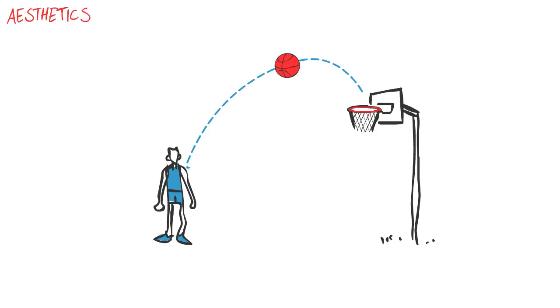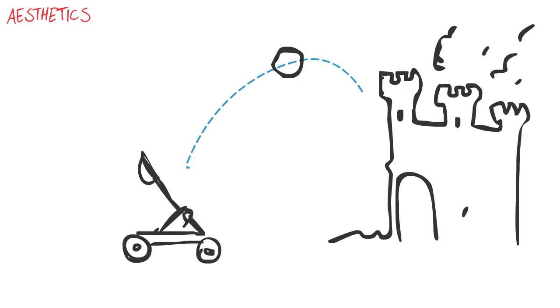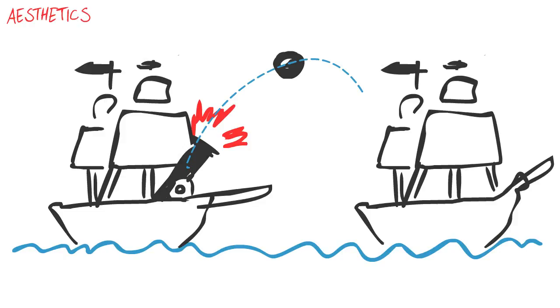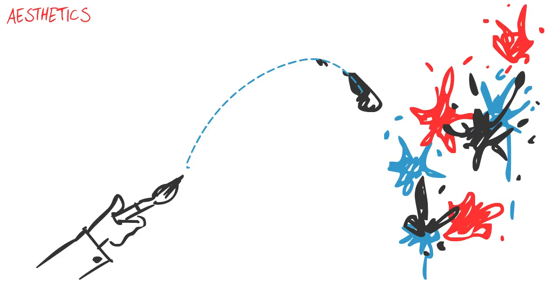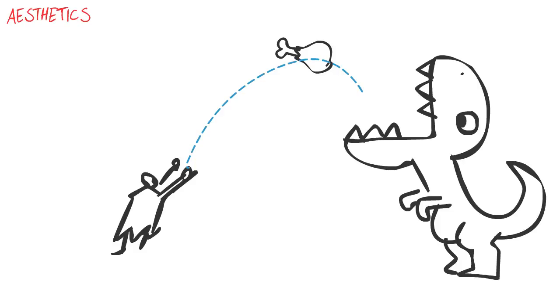The aspect of aesthetics in game design deals with how things look and sound and are otherwise presented. The graphics you pick and the sounds you add, as well as the way everything moves, drastically changes the game experience, even if you stick to a certain set of mechanics. It can turn a basketball game into an attack on a castle, or into a sea battle, or into action painting, or into feeding time for a T-Rex, into whatever you can think of.